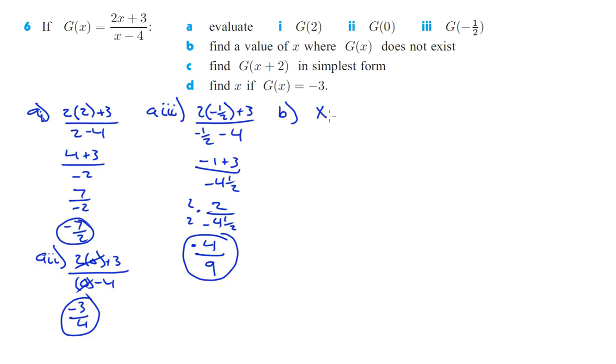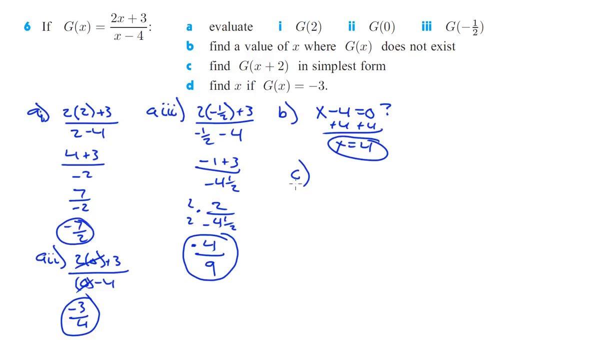So I want to know what's going to make x minus 4 equal 0. Okay, so I'm just going to add 4, and I know that if x equals 4, if I plug in 4 there, 4 minus 4 gives us 0, and we're taking some number and dividing by 0, which we know we can't do. So find a value where g of x does not exist. When x equals 4, it doesn't exist.